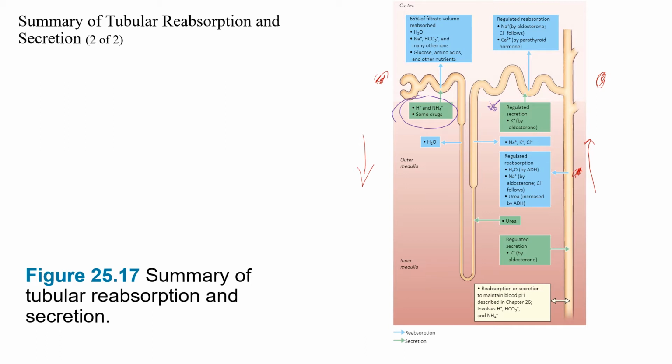Notice that urea gets moved, and then once again potassium is going to get moved from the interstitial spaces in the blood back into the collecting duct to be peed out. So what do we see here at the bottom? It is reabsorption or secretion to maintain blood pH. We're going to talk about that in chapter 26, but it involves protons, bicarbonate, and ammonia.